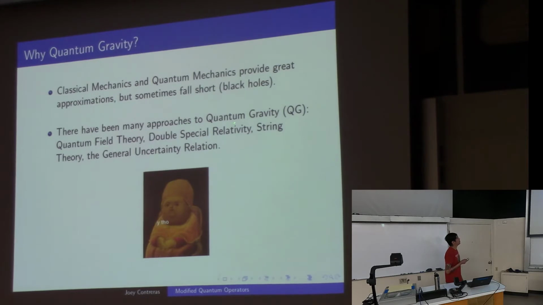There have been many approaches to quantum gravity so far. Quantum field theory, a very popular one. Double special relativity, a not so well-known one, but nonetheless there. I'm sure you've all heard of string theory in some form or another. And then finally, the focus of this talk, the generalized uncertainty principle.